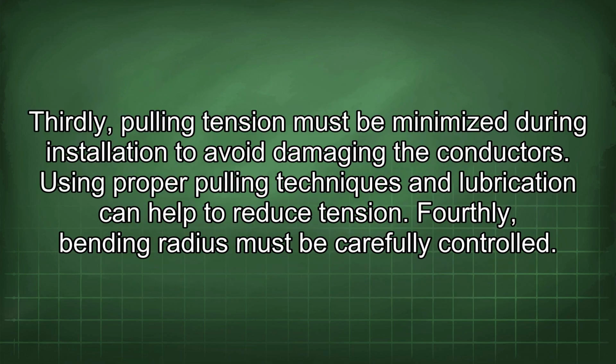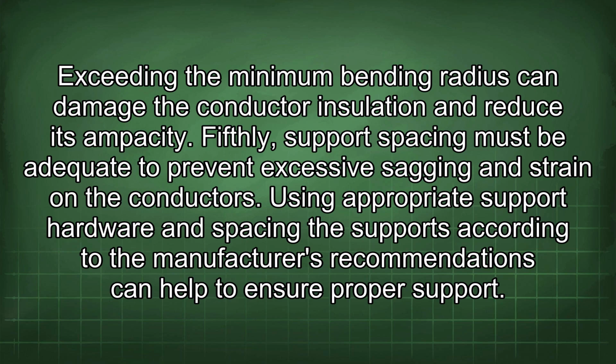Thirdly, pulling tension must be minimized during installation to avoid damaging the conductors. Using proper pulling techniques and lubrication can help to reduce tension. Fourthly, bending radius must be carefully controlled. Exceeding the minimum bending radius can damage the conductor insulation and reduce its ampacity. Fifthly, support spacing must be adequate to prevent excessive sagging and strain on the conductors. Using appropriate support hardware and spacing the supports according to the manufacturer's recommendations can help to ensure proper support.